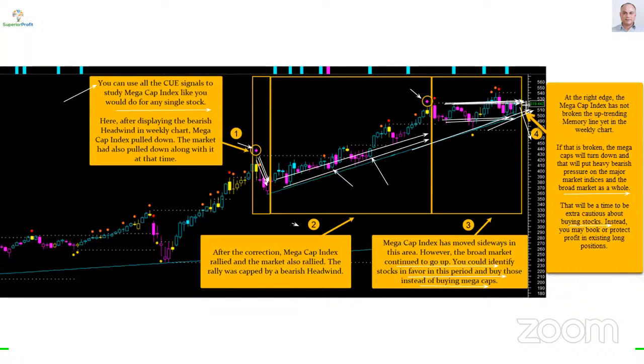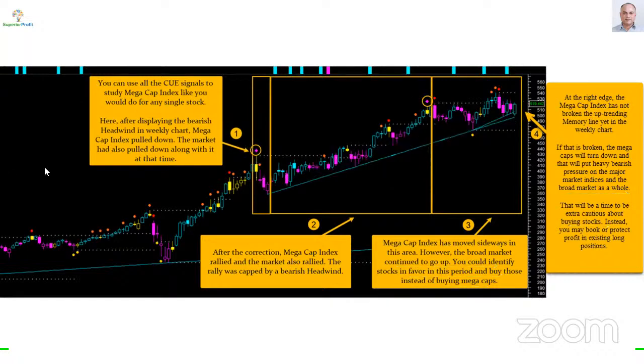But in this period, we'll stand aside from mega caps, we'll focus on other stocks. And we'll, of course, combine the Q Global's full strength. We'll use all the charts, whether support resistance, backdrop, entry template, volatility template, squeeze release, the full Q Global sets of indicators we can use to study the mega cap custom index.